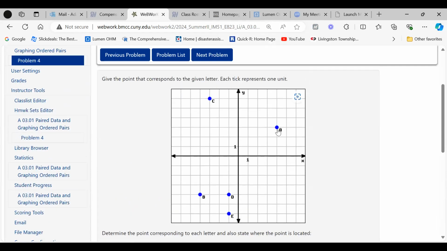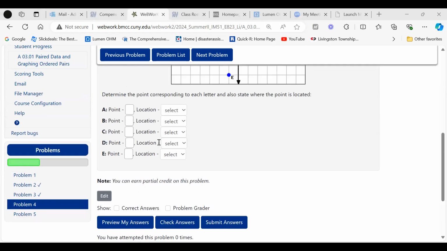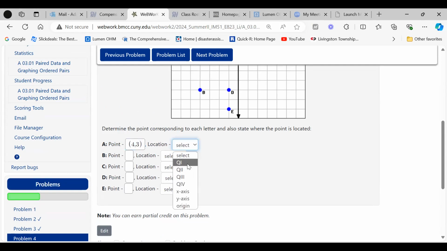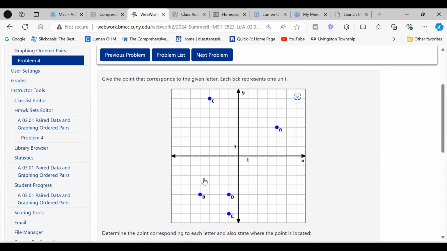Point A. Sure, Maya, go ahead. It's 4 and then 1, 2, 3. So it's 4 and 3. And then it's located in the first quadrant. Great. You should put a comma here between those two coordinates. Quadrant 1, and then how about point B?